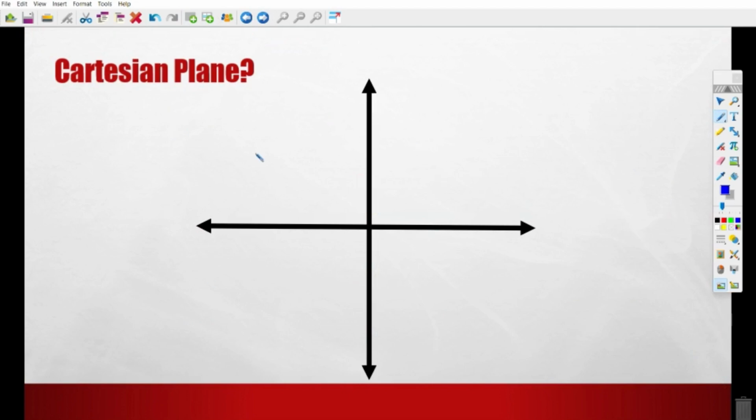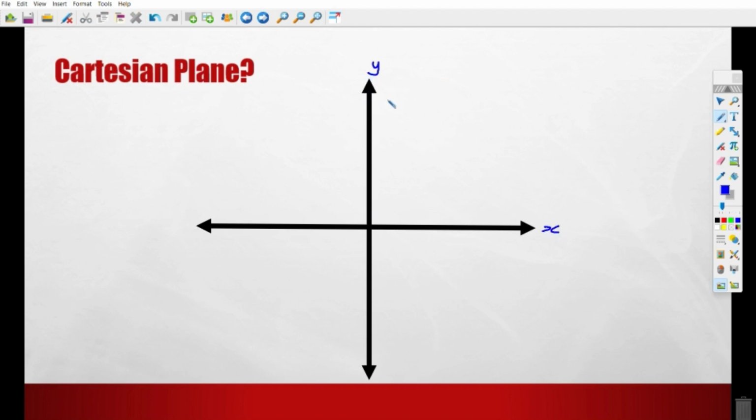Remember when you were doing graphs last year? You learned how to draw straight lines on a graph, and you got something that looks like this. The Cartesian plane is basically that, but now we're just going to be working with a few angles. This is still your y-axis, and this is still your x-axis.